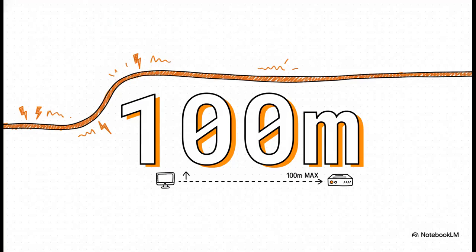But there's a catch with copper. That electrical signal gets weaker and weaker the farther it goes. It's kind of like shouting across a big field. Eventually, your voice fades out. For these standard network cables, that fading out point is right around 100 meters. That's the max effective distance.